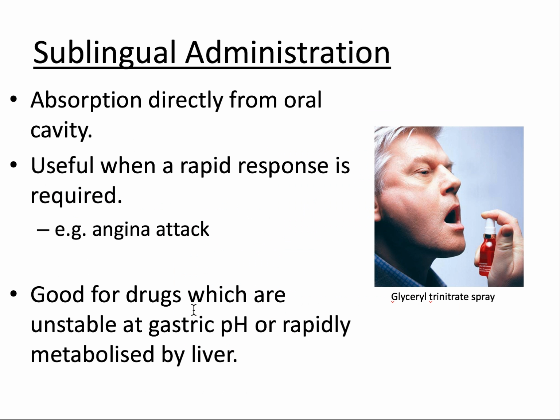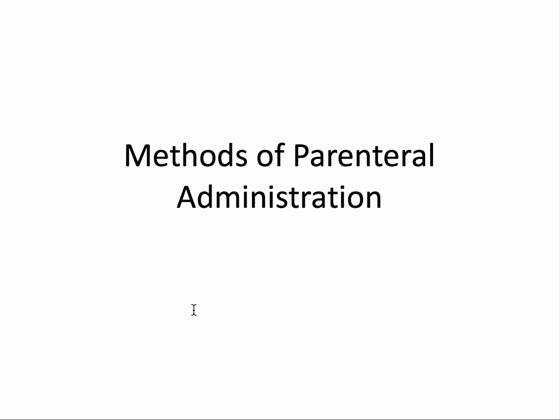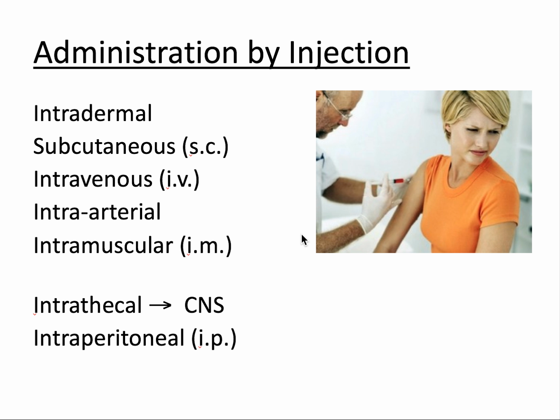Now, parenteral administration. Remember back, the systemic circulation is split into enteral, so ones that go via the GI tract, and the other one is parenteral, the ones that don't go through the GI tract and go directly into the plasma concentration. So these have a much faster and more rapid effect.